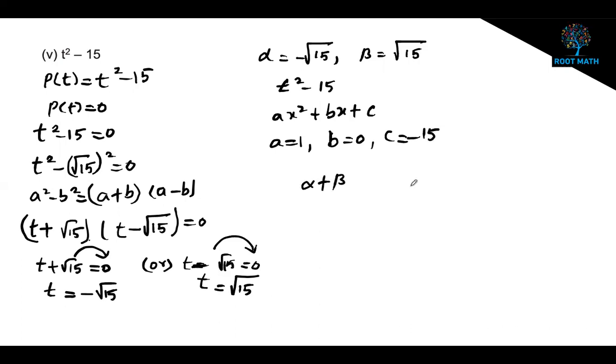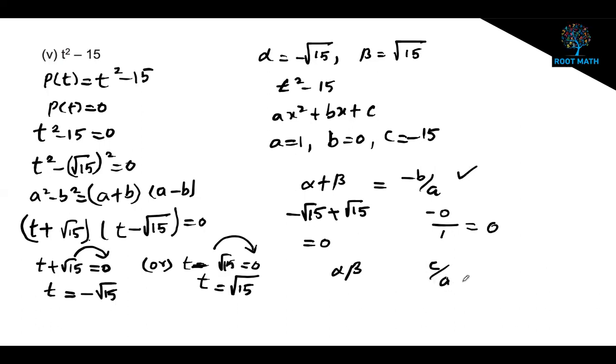Alpha plus beta equals negative b by a. Alpha plus beta is negative root 15 plus positive root 15. So the same number with a different sign, which is equal to 0. Minus b by a is 0 by 1, which is equal to 0. So alpha plus beta is equal to negative b by a. It's verified.